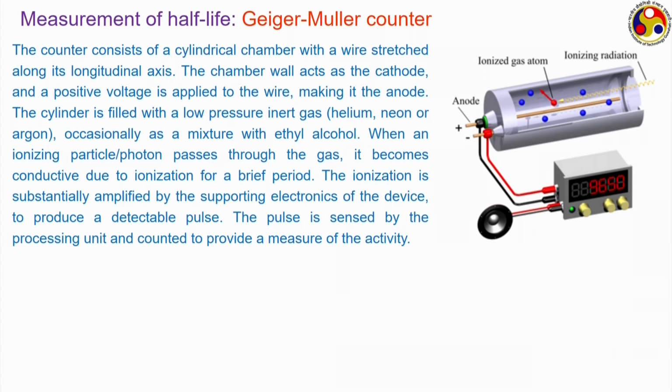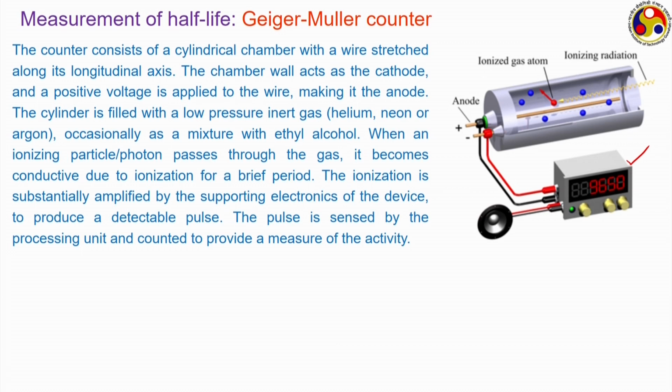The cylinder is filled with a low pressure inert gas like helium, neon or argon. Quite often you will find a mixture of argon and ethyl alcohol has been put into the cylinder. Whenever an ionizing particle or photon passes through the gas, it becomes conductive due to the ionization for a very brief period. This ionization is sensed by the electronics of the device and amplified to a much larger amount, and therefore it produces a very detectable pulse. The pulse is measured by this counter, which just counts the number of pulses observed during any experiment.